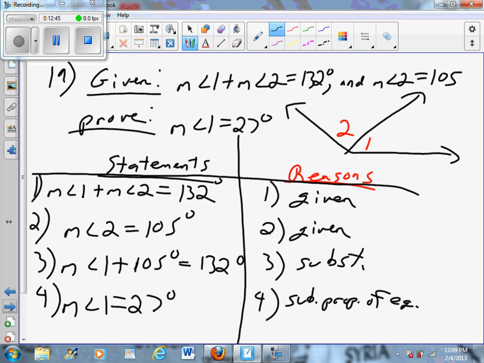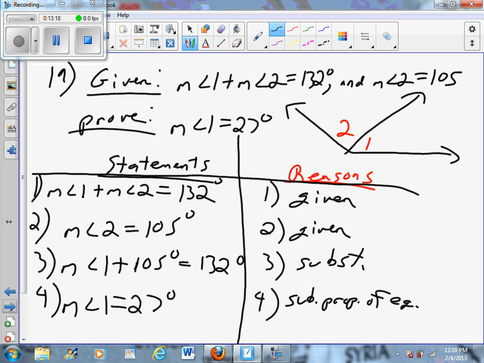Now, number 3: the measure of angle 1 plus 105 degrees is equal to 132 degrees. What is my rationale for stating that? What is my rationale for stating the third statement? It is going to be substitution. What am I substituting, though? The number 105 for angle 2. That's what we're trying to make sure is clear.